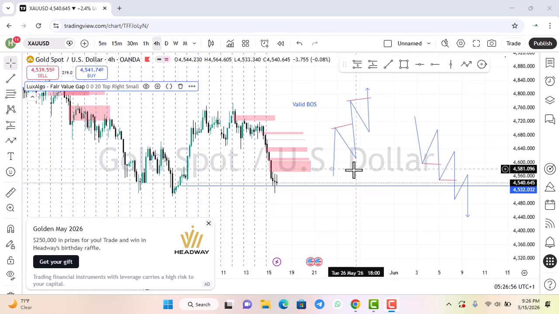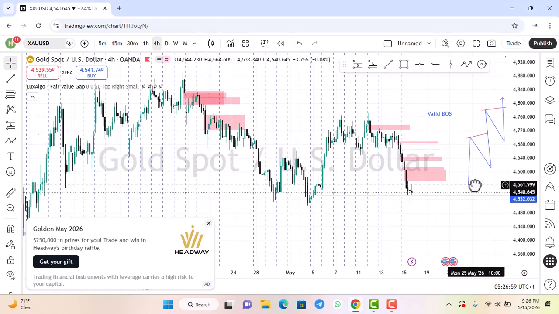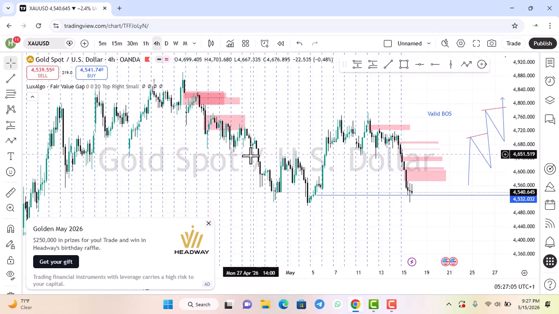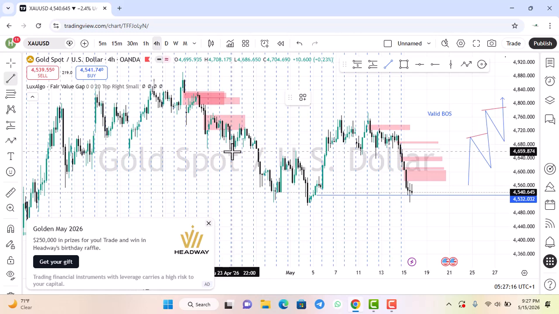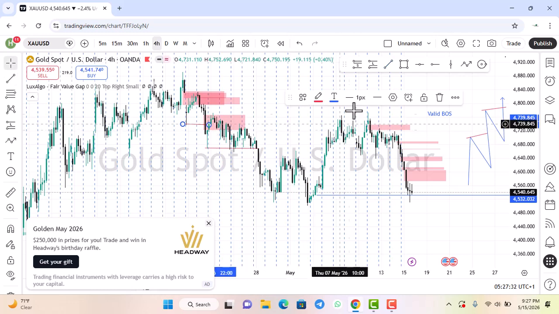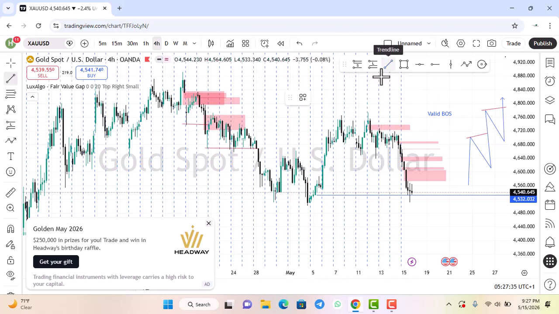So let me give you an example on the chart. We can see this market is in a downtrend, right? In a downtrend. So for you to have a valid break of structure in a downtrend, you can see the break of structure, right? And this is another break of structure. And this is another break of structure in a downtrend right here.